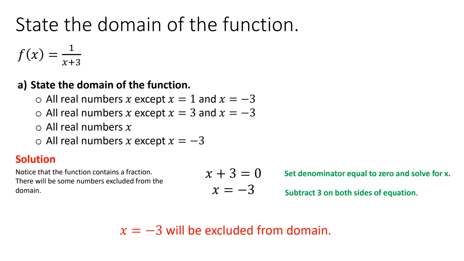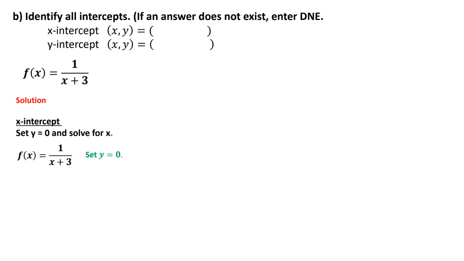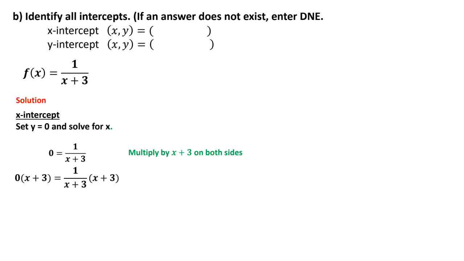Now, let's find the x-intercepts. To find the x-intercepts, we set y equal to 0 and solve for x. So let's go ahead and do that. Let's replace that y with 0. So I'm sorry, 0 is equal to 1 over x plus 3.